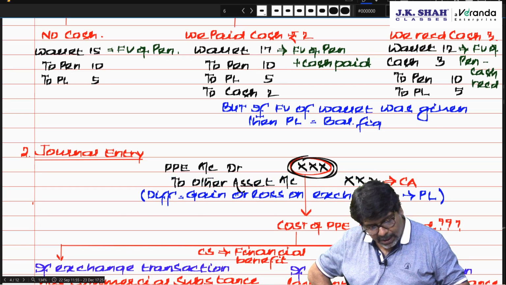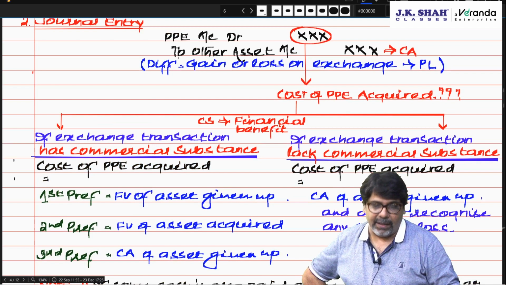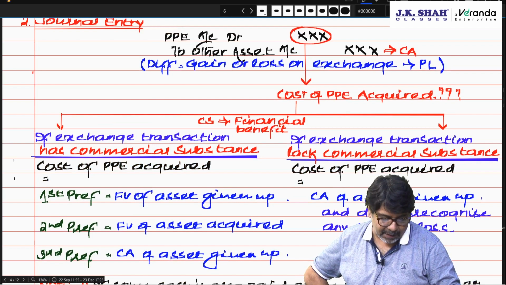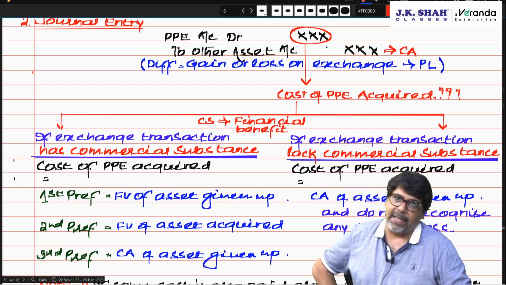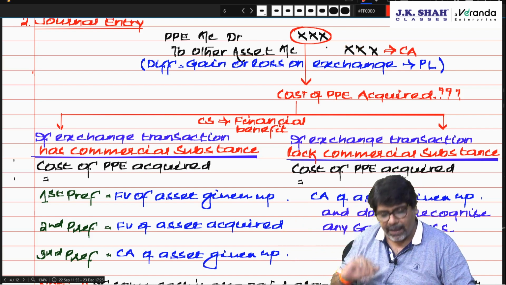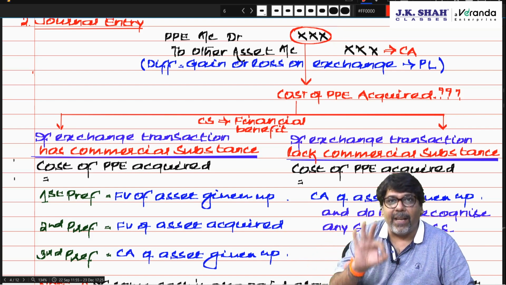Now chartered. So PPE. Cost of PPE acquired. PPE to other assets. I have acquired PPE and I have given off one asset. The asset which I have given up will be credited at carrying amount, balance sheet wala value. This should be recorded at which cost? Fair value of asset given.